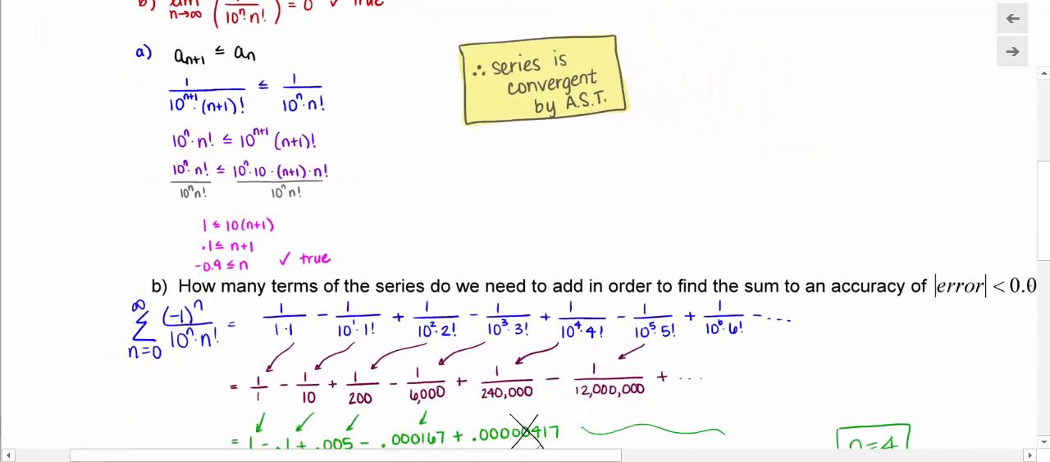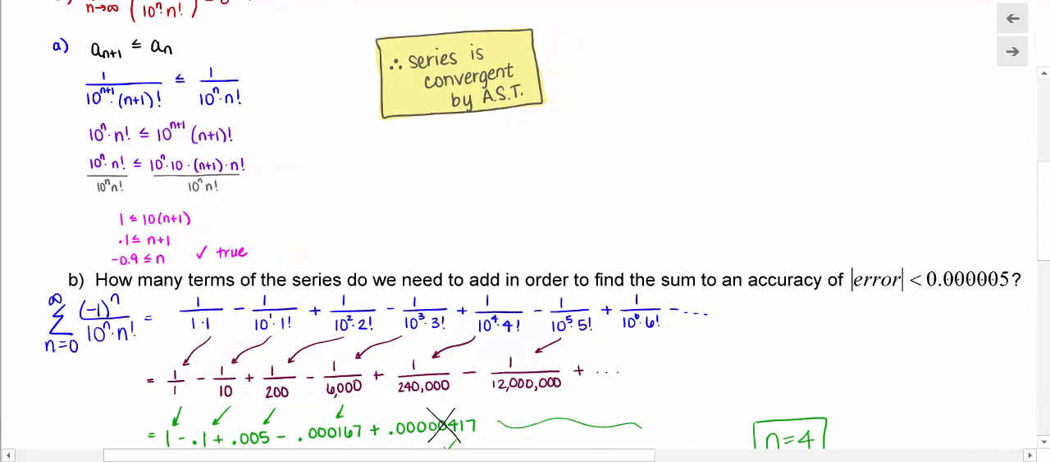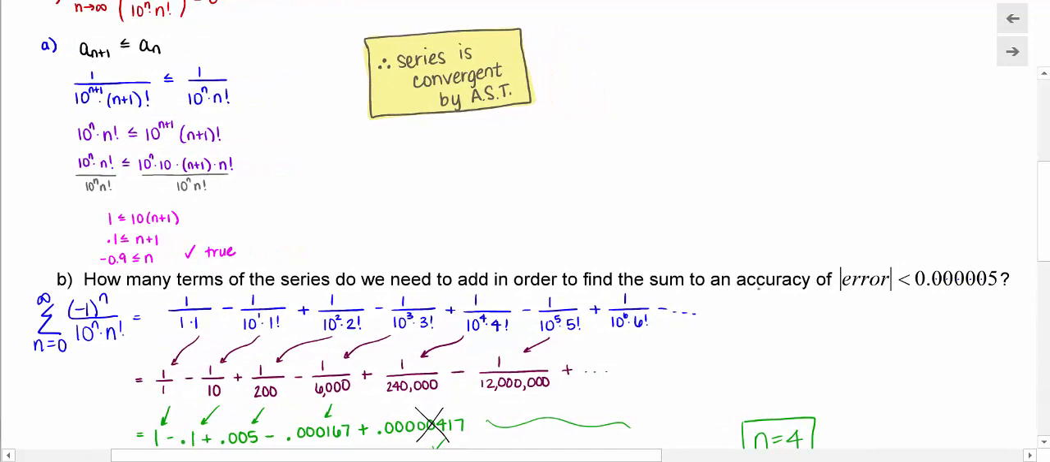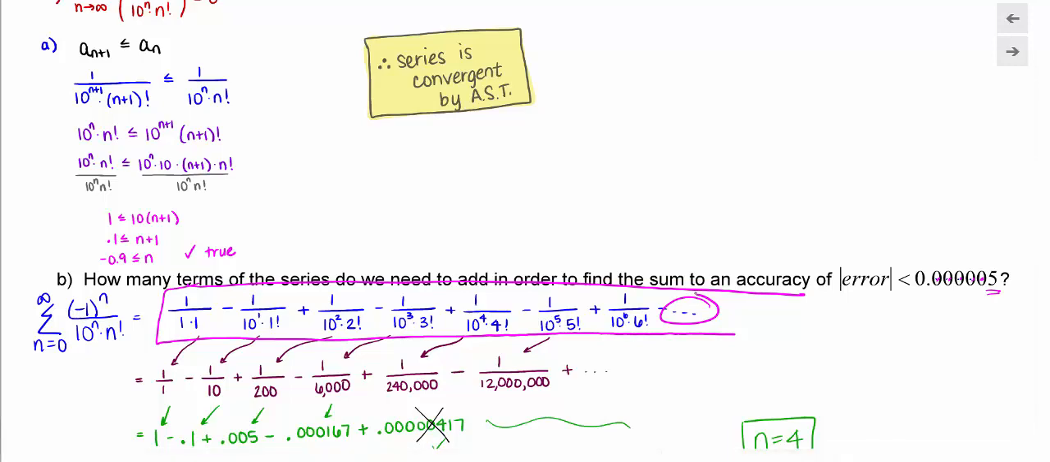How many terms of the series do we need to add in order to find the sum to an accuracy of where the error is going to be less than, and I've got 1, 2, 3, 4, 5 zeros and then a 5. Okay, so that's what we're looking for. So I'm going to expand this series out, and again, you aren't sure at the time how many terms to write down. So you'll notice my dot, dot, dot, and I tend to want to write down a few more than I think I'll need because then I can always work backwards and find the next term if I have to. So I started at n equals 0.